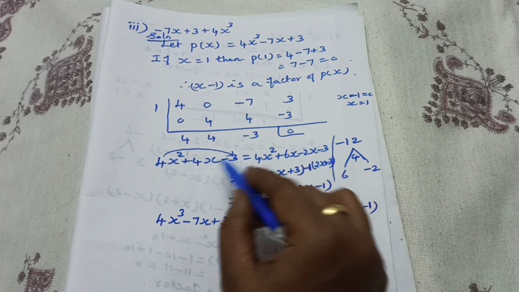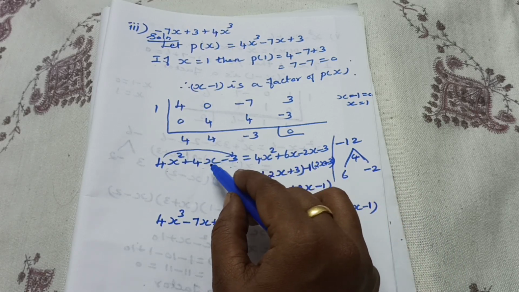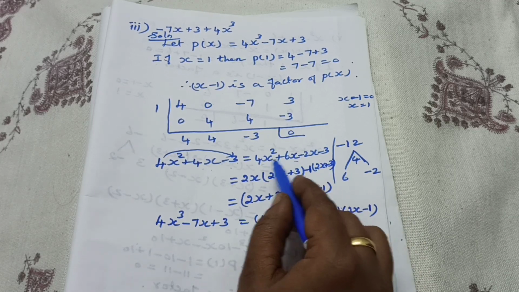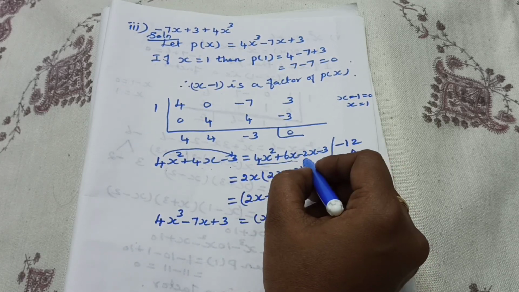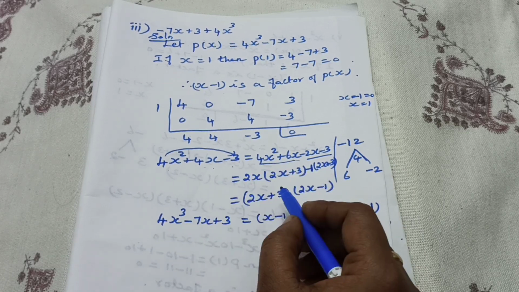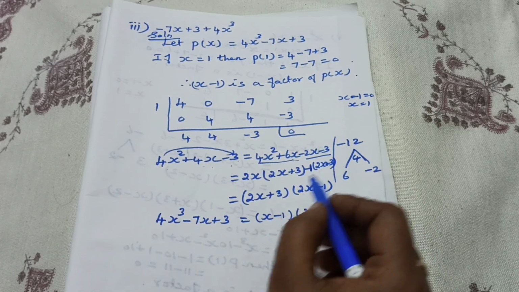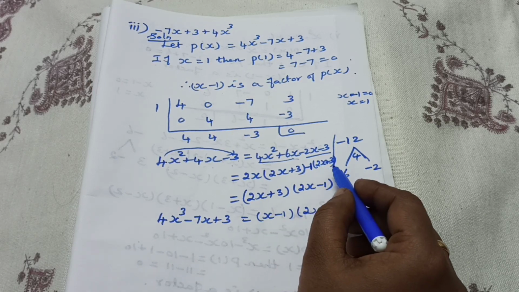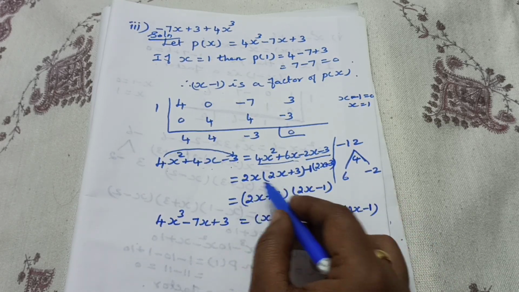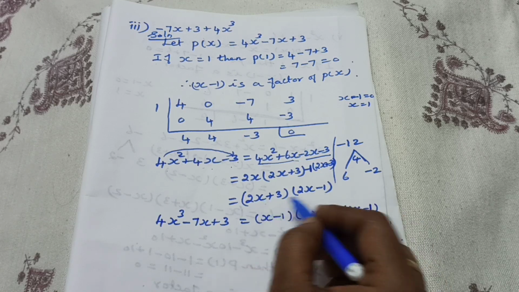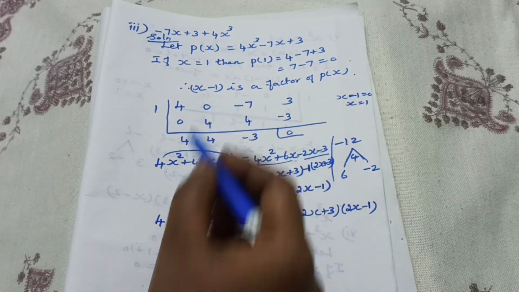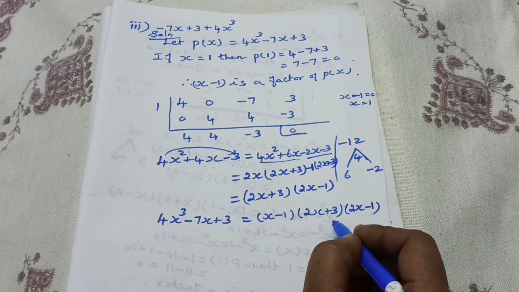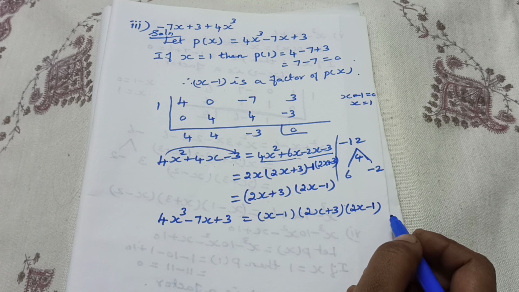Then instead of 4x, split it and write 6x minus 2x. And afterwards the first two terms, compare them and take the common factor outside. Like this here also, take the common factor outside: 2x plus 3, here 2x plus 3. And then the remaining 2x minus 1. Like this we got 2 factors. Already x minus 1 is 1 factor we got. Therefore the answer is x minus 1 into 2x plus 3 into 2x minus 1.